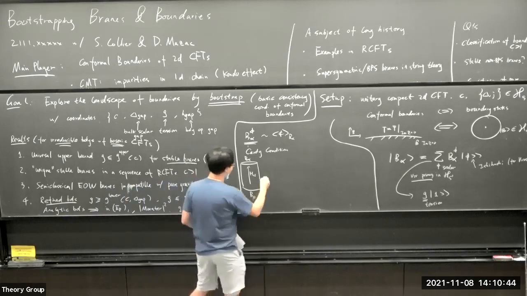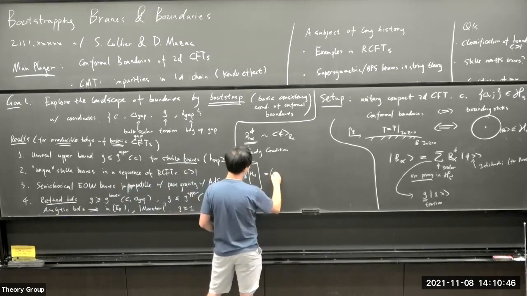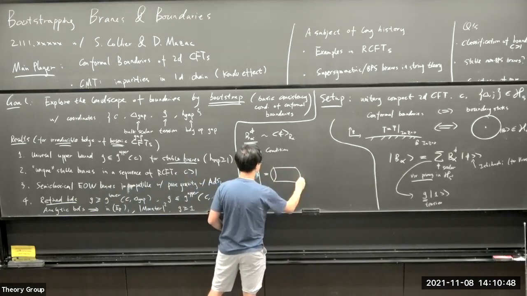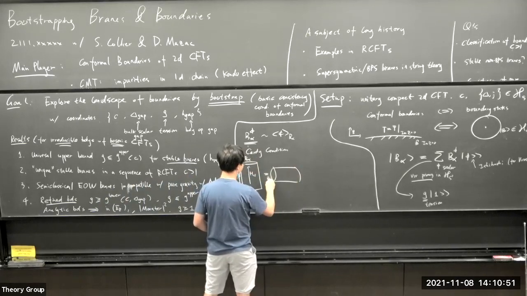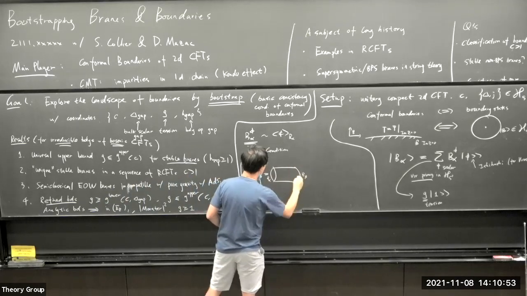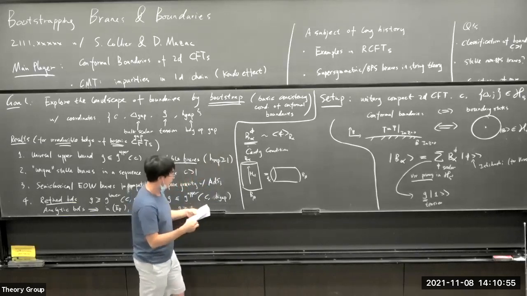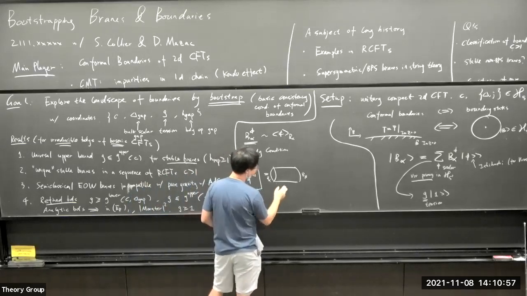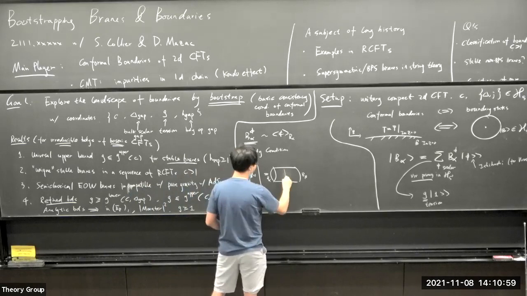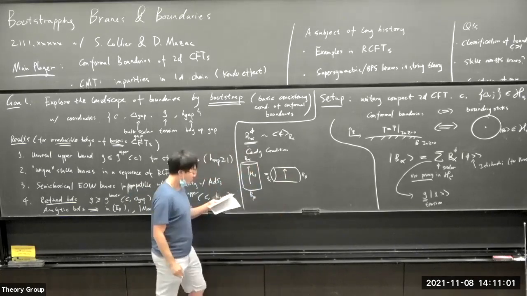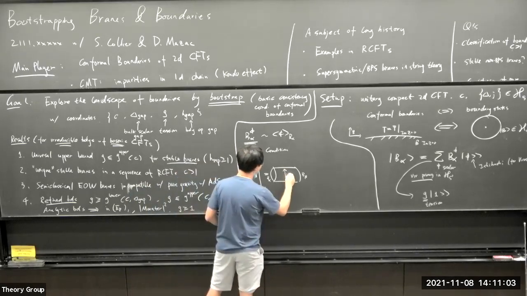Now you can equivalently view this picture sideways. And this becomes the thermal partition function for the open string spectrum, where the propagation in this time direction is dictated by the open string Hamiltonian.